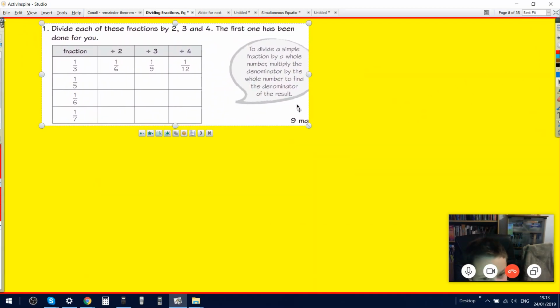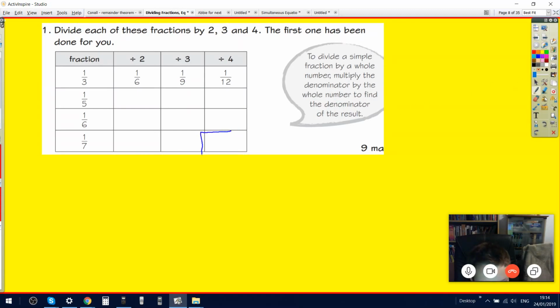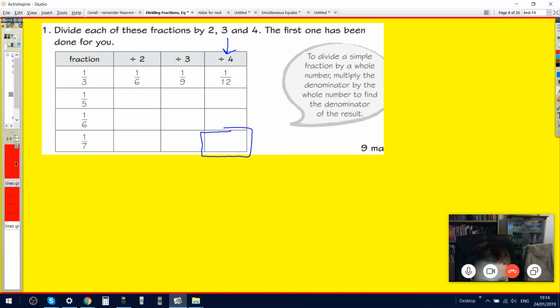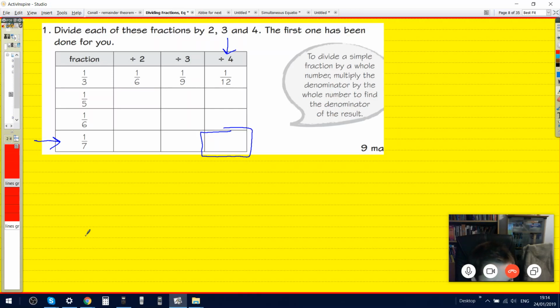Let's just do the bottom right one, so the most tricky one. This one here. So it says divide each of these fractions by 2, 3, and 4. The first one has been done for you. Now at the moment on the right side, they've used the keep change flip method. And so we can also do the keep change flip method for 1/7 divided by 4.